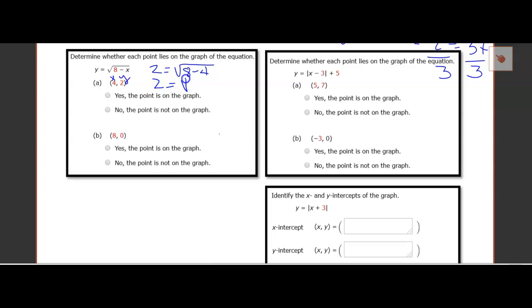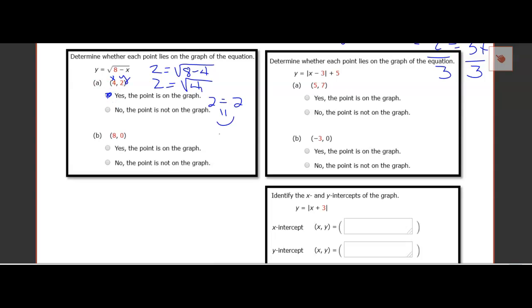So the square root of 8 minus 4 is the square root of 4. And the square root of 4 is 2. So I end up with 2 equal to 2. So yes, that point lies on the graph of y equal to the square root of 8 minus x.